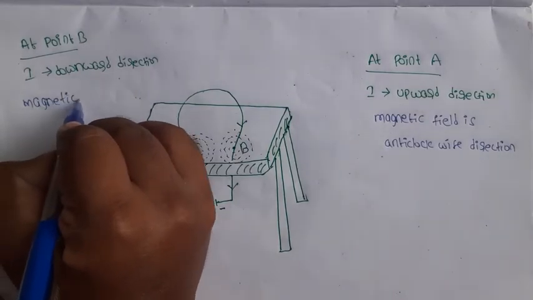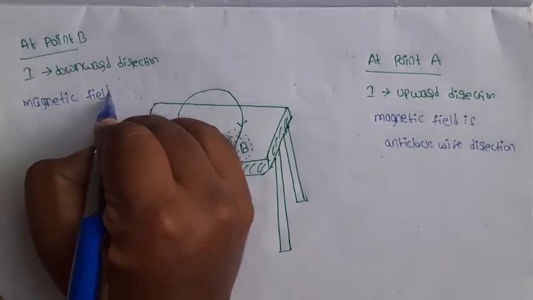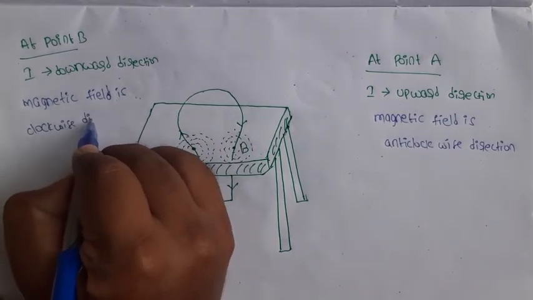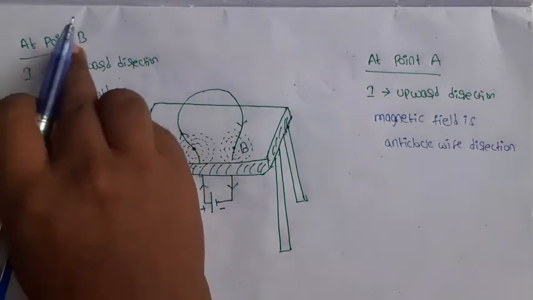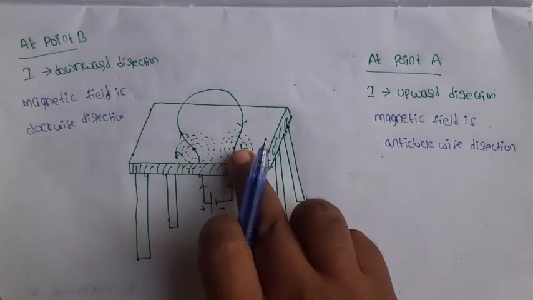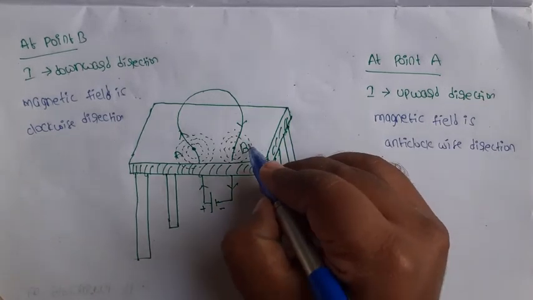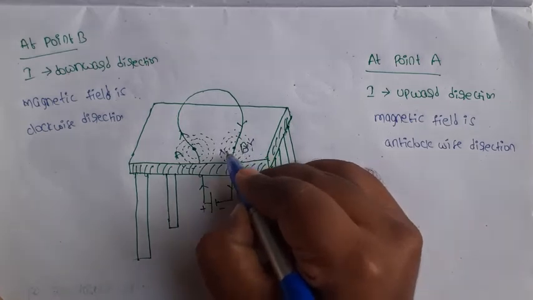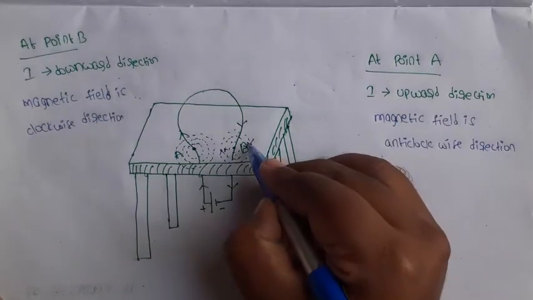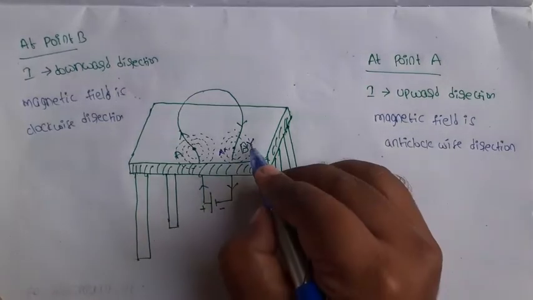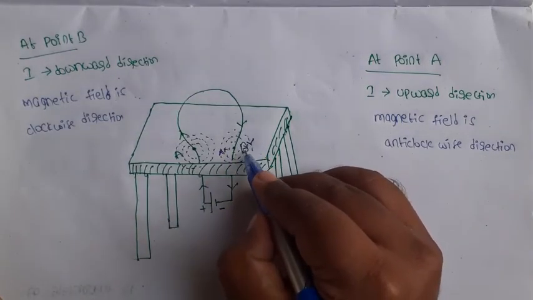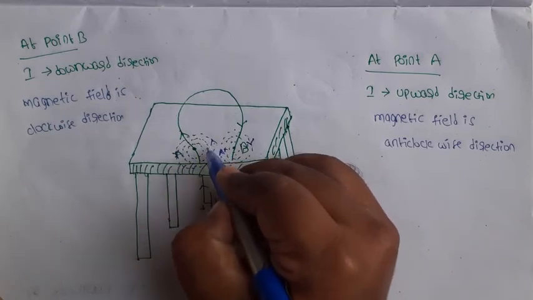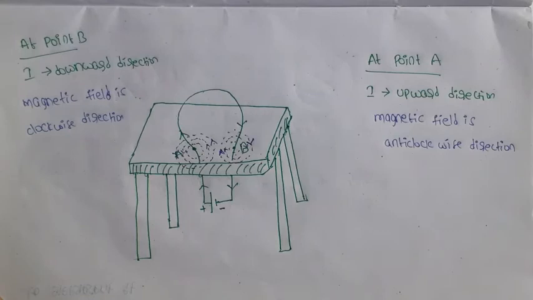Magnetic field is clockwise. Okay. At point B, the magnetic field is clockwise. So clockwise means this is the direction of the magnetic field. This is the direction. So this is the direction of the magnetic field, clockwise at point B. At point A, it is anti-clockwise. This is the direction, anti-clockwise.